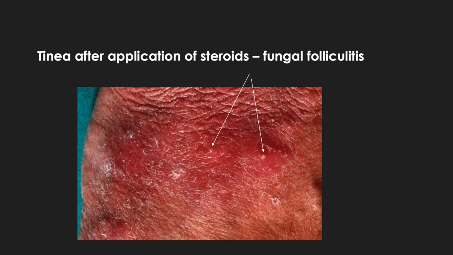Not only does the topical steroid make the fungus spread, it can also push it deeper into the skin, and it can produce a pustular eruption. So this is somebody who's had a steroid applied to fungus on the back of his hand, and it's produced this localized pustular eruption, Tinea incognito.